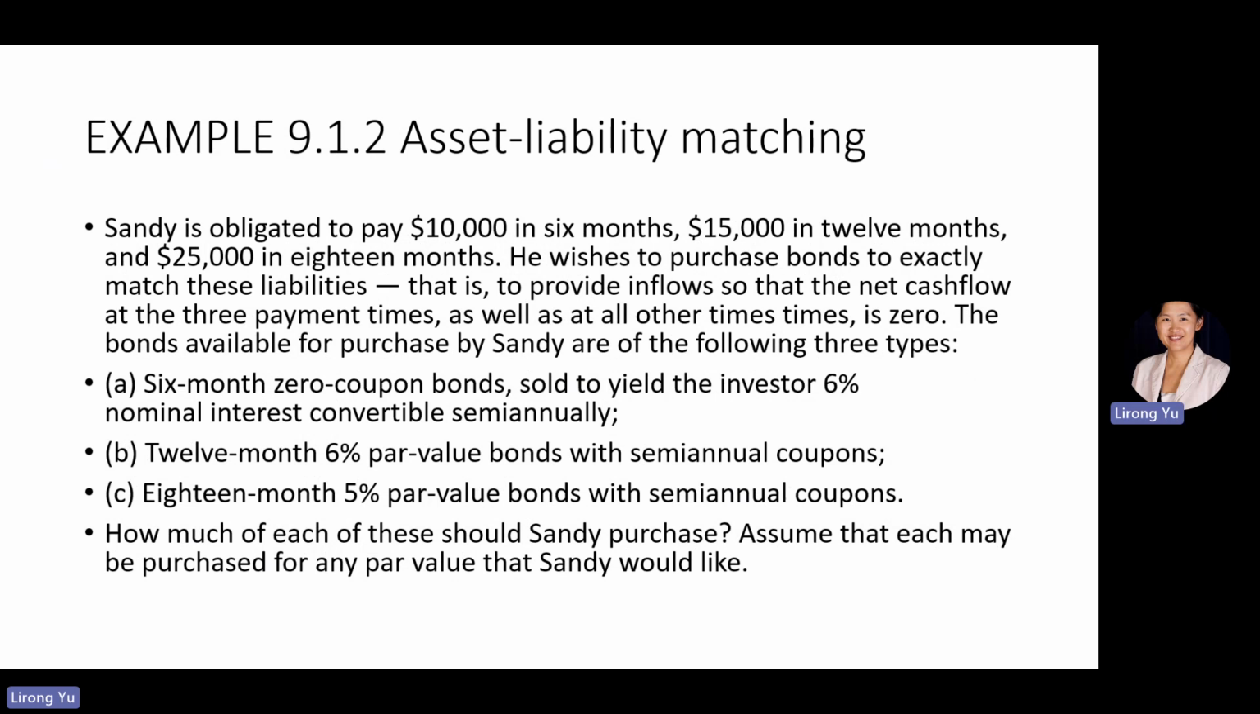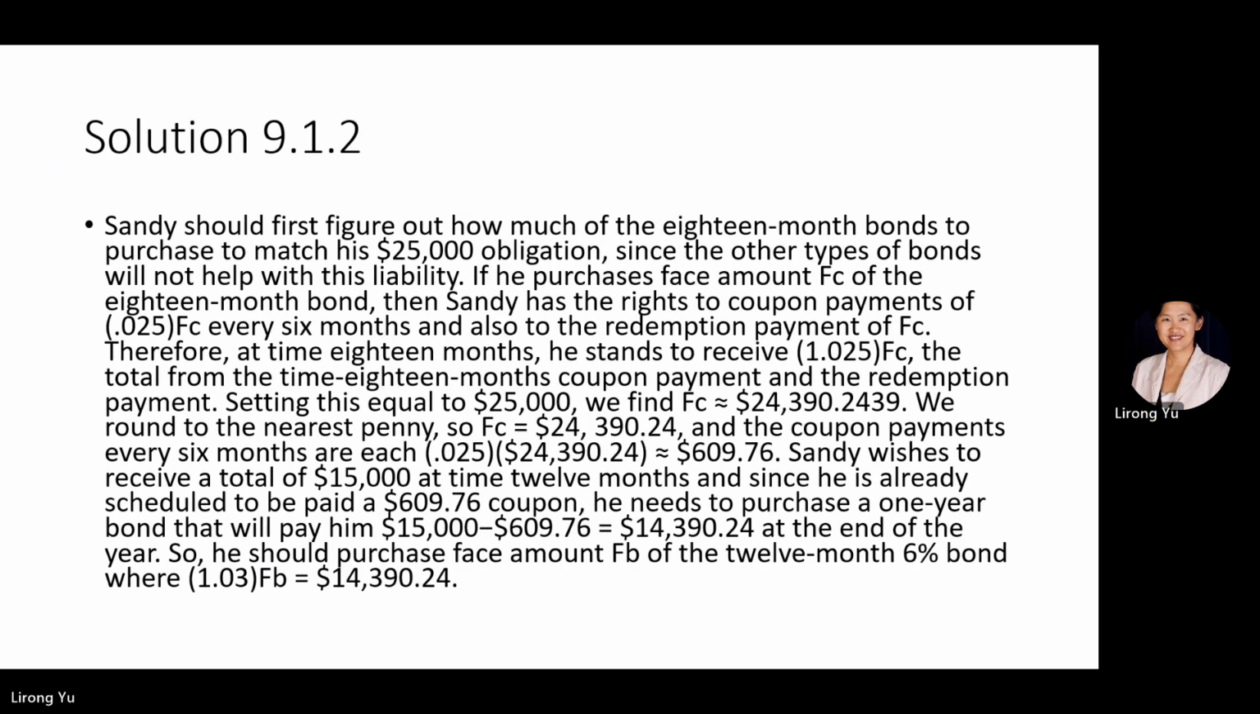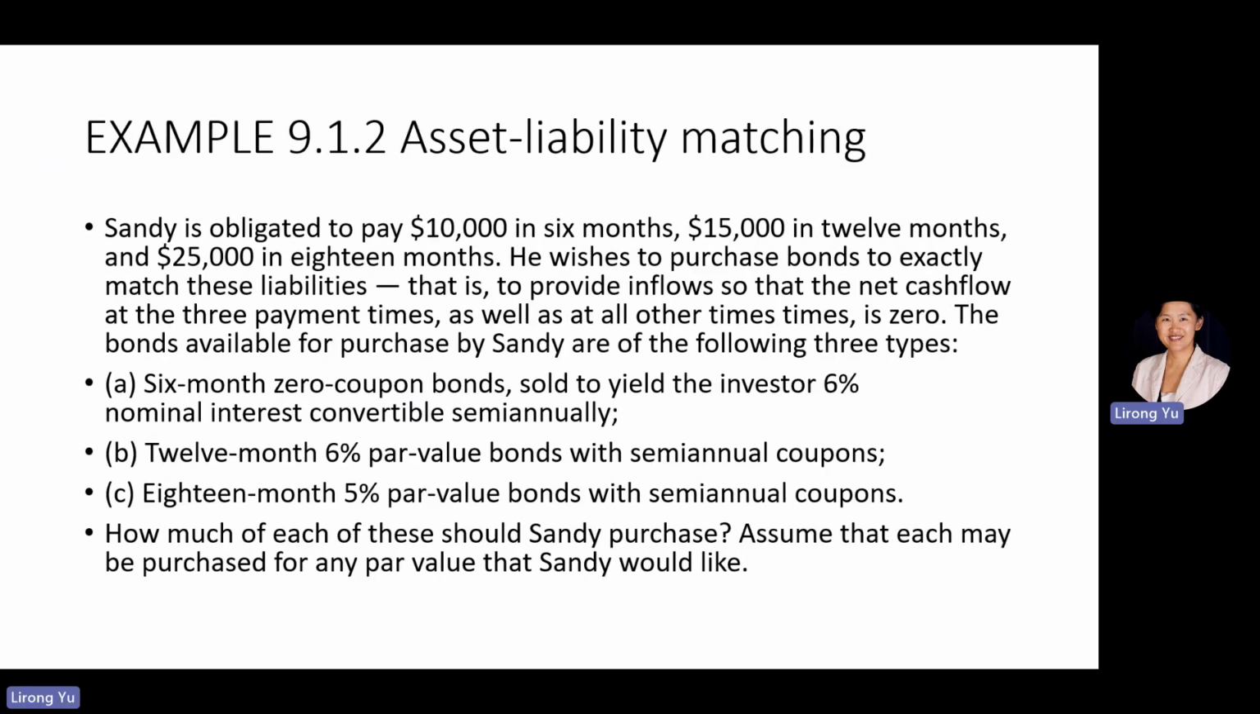Number one, the 25,000 in 18 months, we're going to have that. That one has the 18-month 5% par value bonds with semi-annual coupon. So we need the maturity value to be 25,000, but we also have the 5% par value bond with semi-annual coupon.